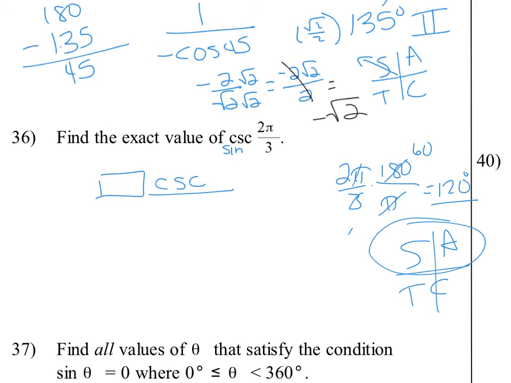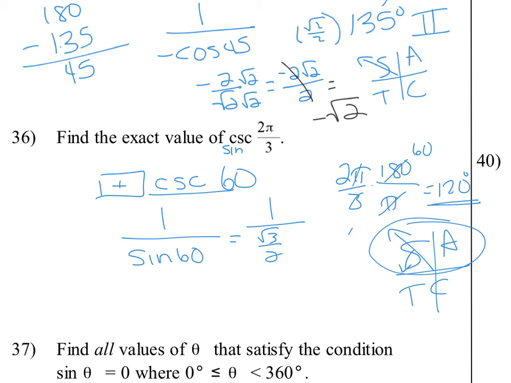Sine is positive in the first 2 quadrants. 120 is in quadrant 2. So this guy is going to be positive. Positive 120. Reference angle here is 60. So it's 1 over the sine of 60, and the sine of 60 is radical 3 over 2. So this just simply says change this to multiplication and then flip.